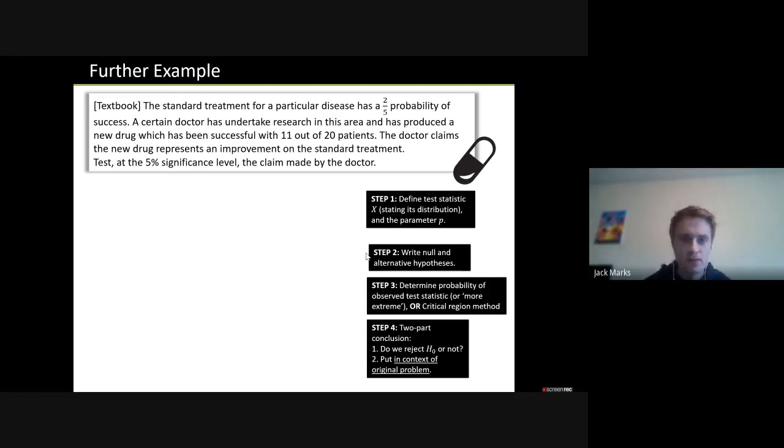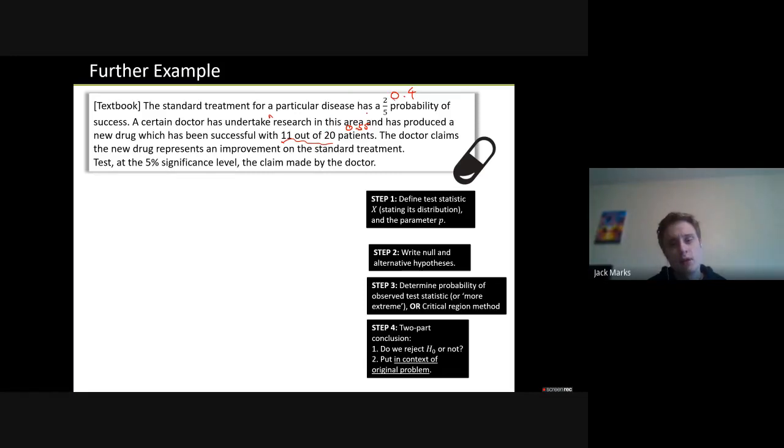Okay, one more example. So the standard treatment for a particular disease has a probability of 40% or 0.4. A certain doctor has undertaken research in this area and has produced a new drug which has been successful with 11 out of 20. So are we saying it's more successful or less successful now? Well, 11 out of 20, if you do that on your calculator, it's a little bit over half, isn't it? You've got calculators at A level, we might as well use them. It's 0.55.